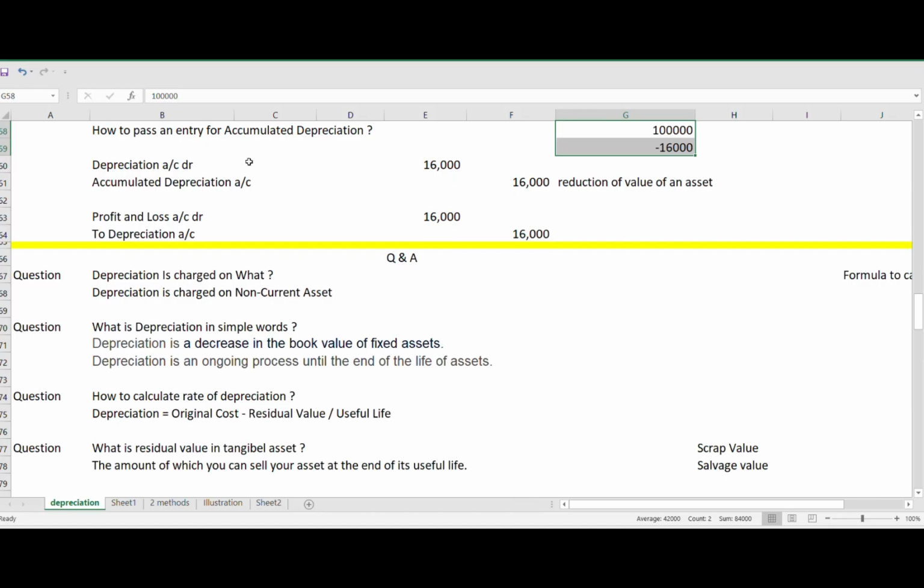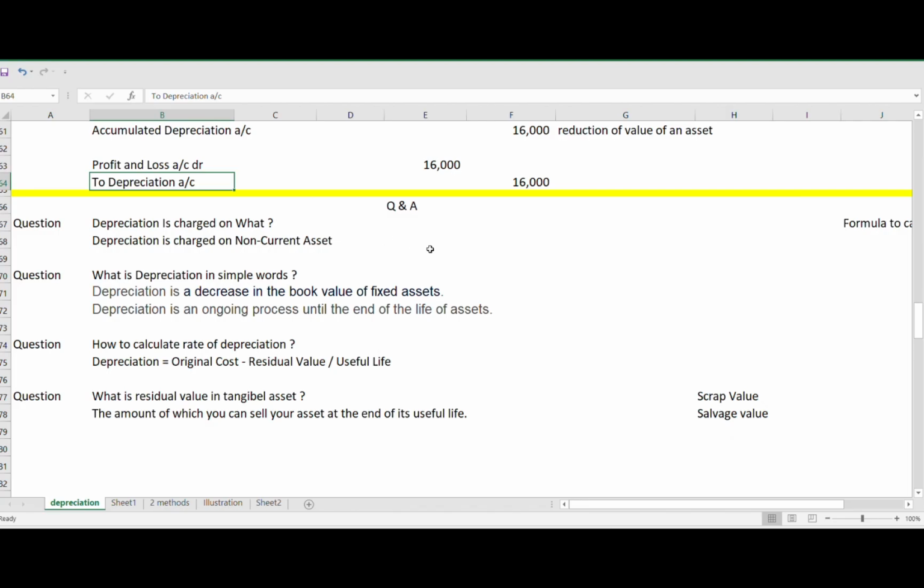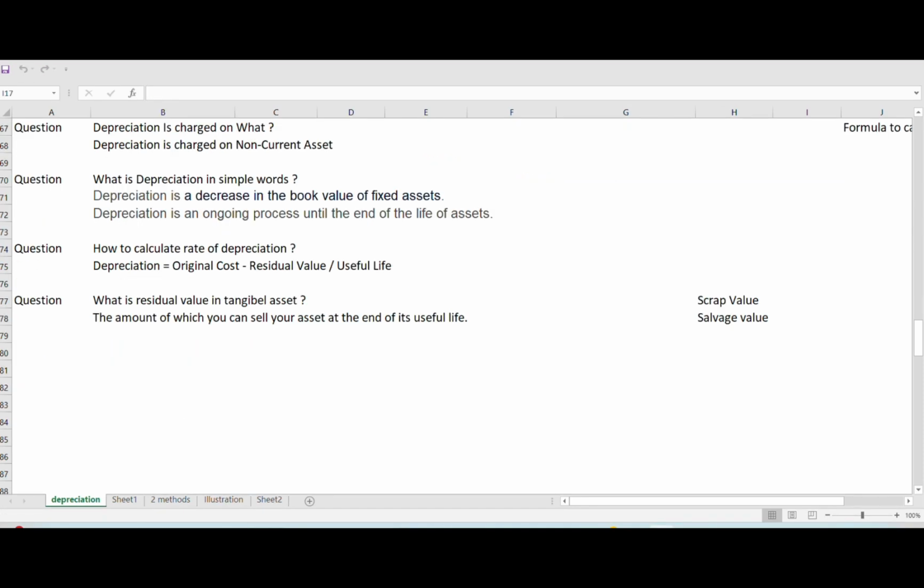Next, since the depreciation is a P&L account, as usual, by the end of the year, you have to debit the profit and loss account with depreciation. So how is the depreciation charged? Depreciation is charged on non-current assets. Question number 2, what is depreciation in simple words? Depreciation is a decrease in book value of a fixed asset.